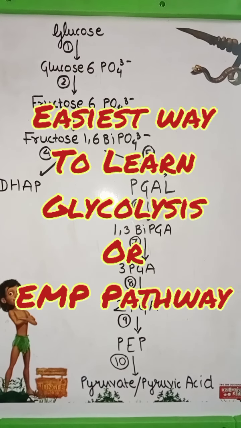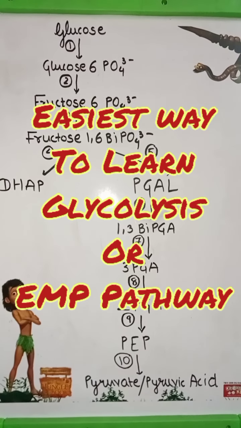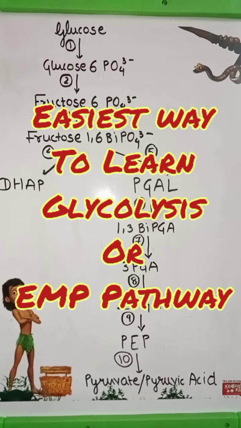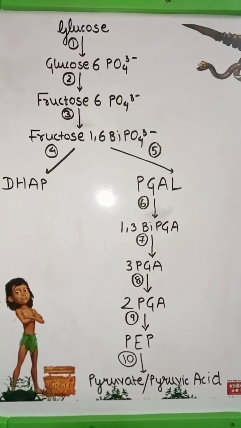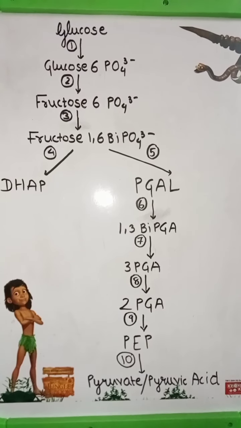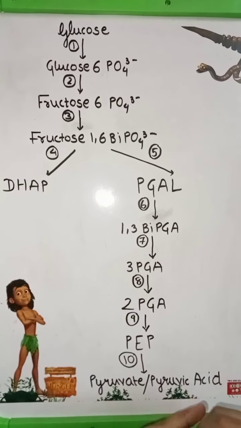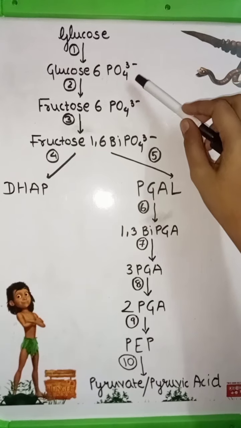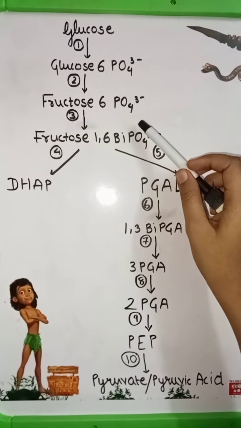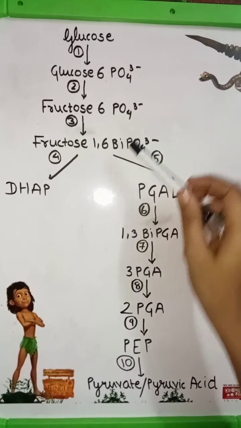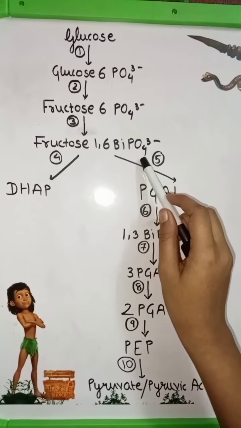Hello friends, in today's video I'll tell you how to easily learn glycolysis or Embden-Meyerhof-Parnas pathway or EMP pathway. So let's start. The first compound is glucose. Then it is glucose 6-phosphate. Then it comes fructose 6-phosphate. Fructose 6-phosphate converts into fructose 1,6-biphosphate.